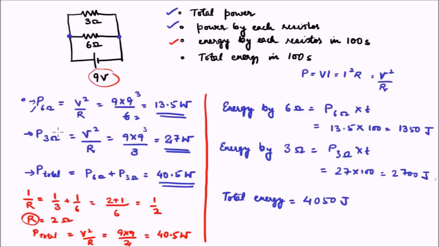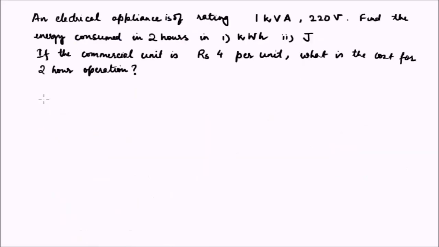Let's see one more question. This question says that we have an electrical appliance which has a rating of 1 kilovolt ampere and 220 volt.